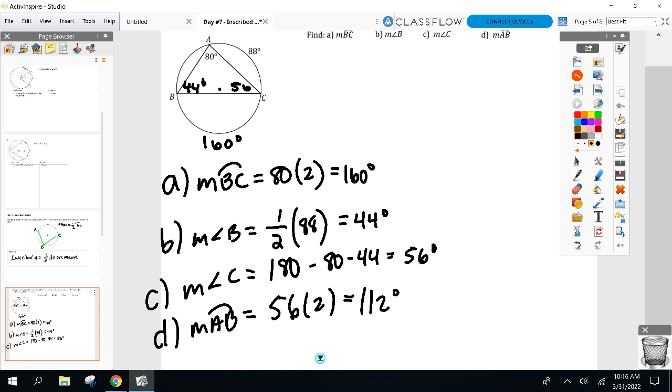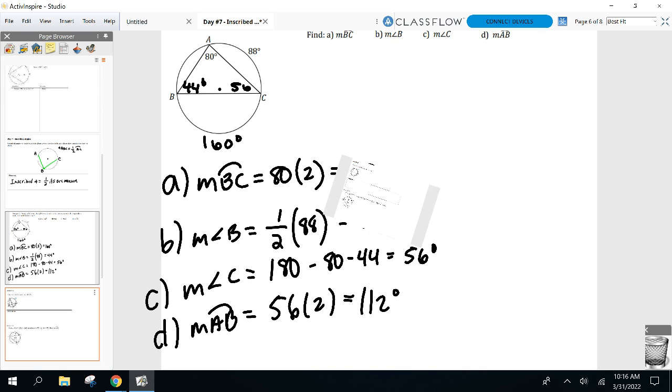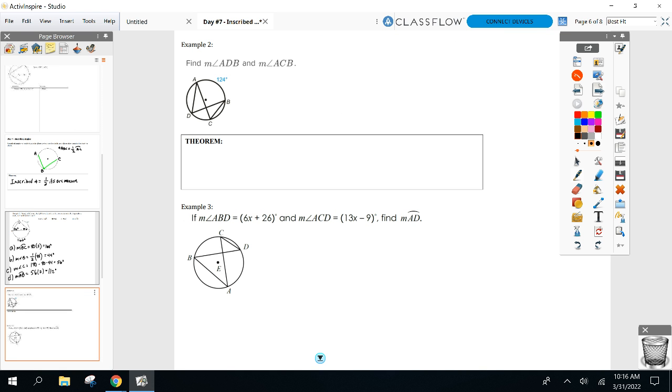All good? Questions? I'll let you guys go ahead. Example 2, I'll walk around here. Find both angle ADB and ACB for me now. Now you know about inscribed angles, and we'll talk about something interesting that happens here.